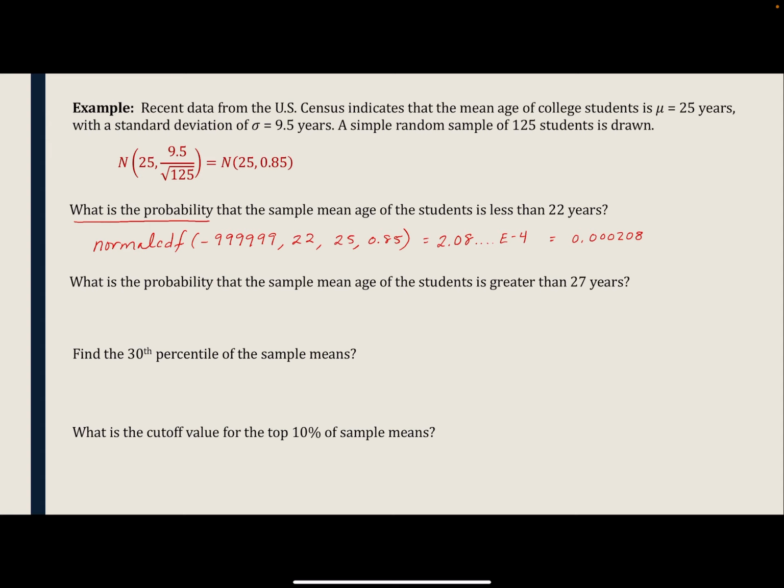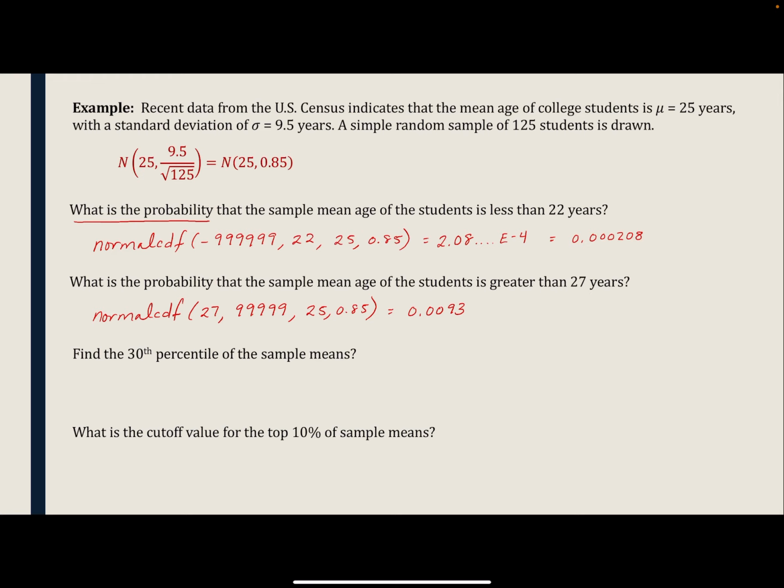The next question is similar. It's asking for a probability again, so we're going to use normal CDF. And this time it's asking that it's greater than 27. So now our lower bound is 27 and our upper bound is positive infinity. But we're using the same mean and standard deviation that we found for the sampling distribution. When you put this in your calculator, you're going to get 0.0093. Again, another pretty small probability.